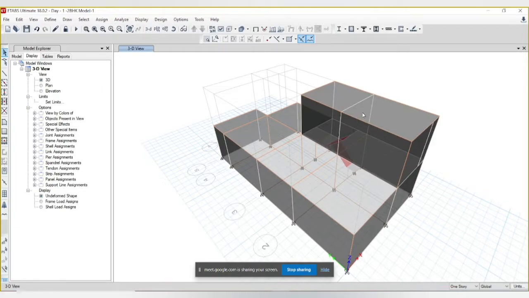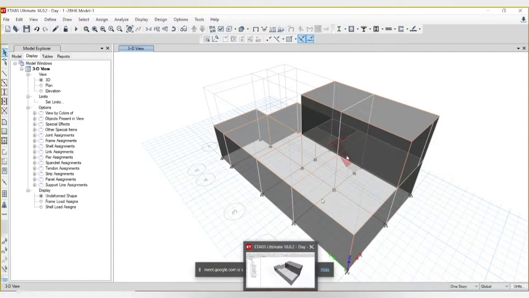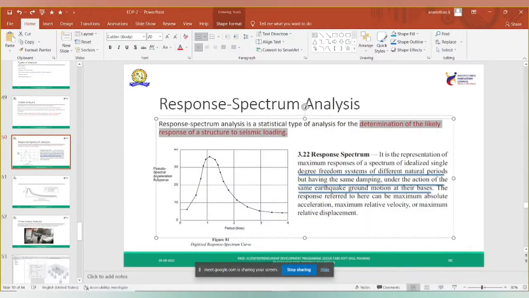If you want to find each and every floor's natural frequency, you will find that for each floor, to determine the likely response of a structure due to seismic loading. If you have 10 floors, you will find 10 natural frequencies, one for each story. So in the definition, it is given that it is a representation of the maximum response of the spectrum. What is meant by spectrum is to take each individual floor as a spectrum of an idealized single degree of freedom system.